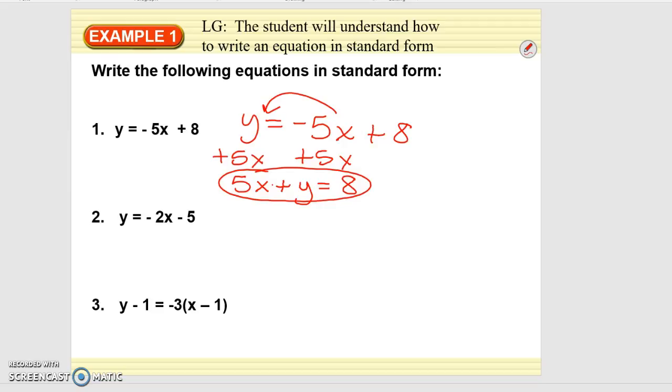All right, so let's look at 2. What do I need to do there? Add 2x to both sides. Good. So now this is canceled out, and I have 2x plus y equals negative 5. And so if I look back, are a, b, and c all integers? Yes. Is this first term positive? Yes. It's good. It's in standard form.